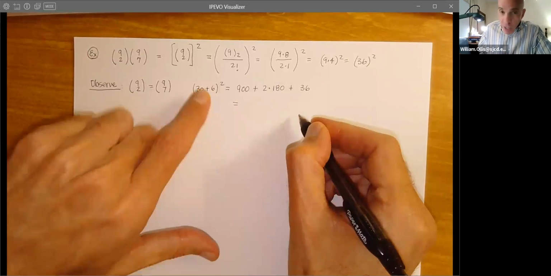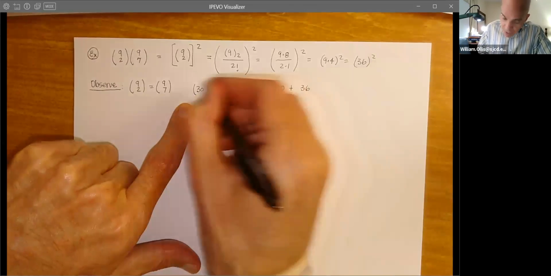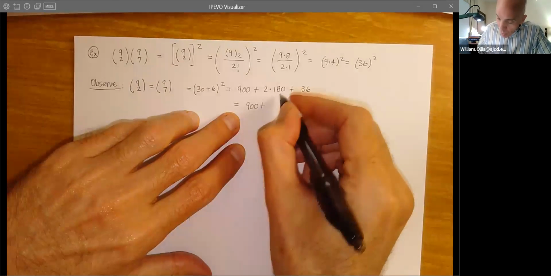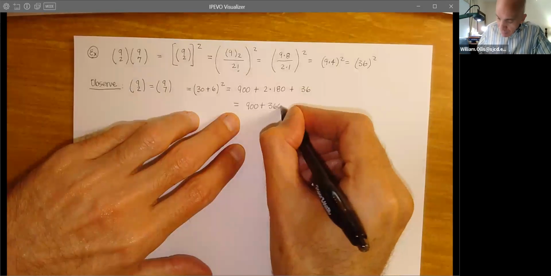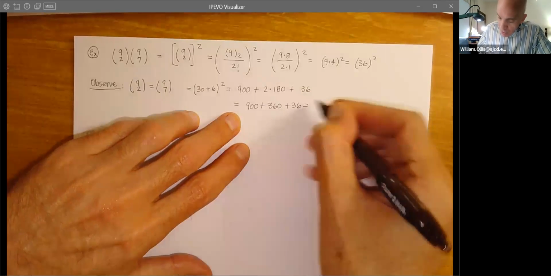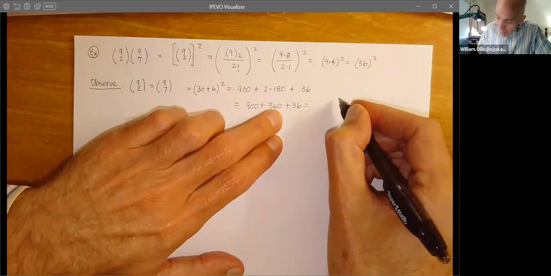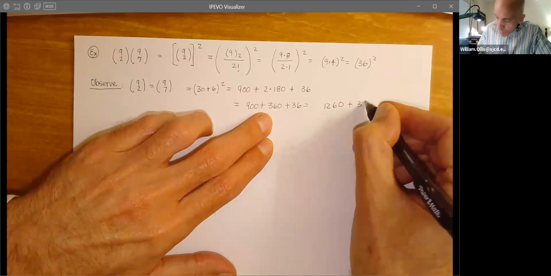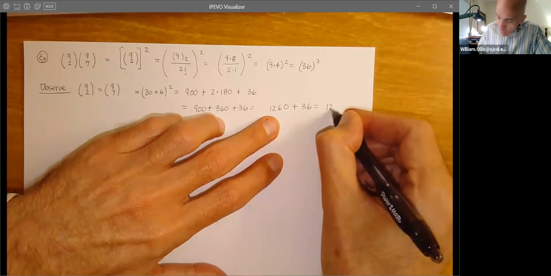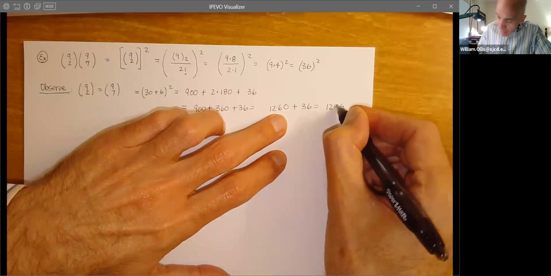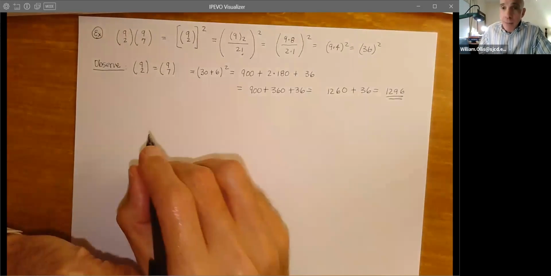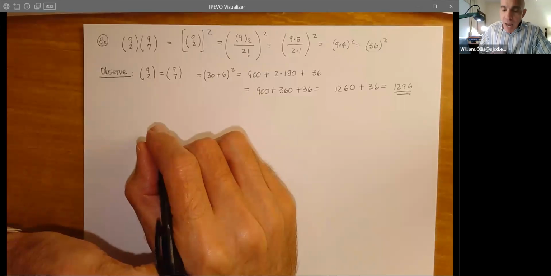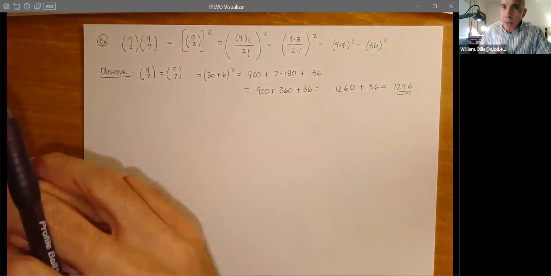So now, again, binomial theorem. So this equals this. Let me just say that. And so this will be 900 plus what? 360. Plus 36. So this gives us what? A 0, a 6, and a 3 and a 9, which is a 12, plus a 36. So 12, and then what? A 6 and a 9. So 1296.